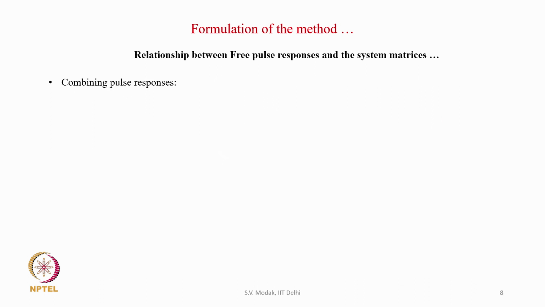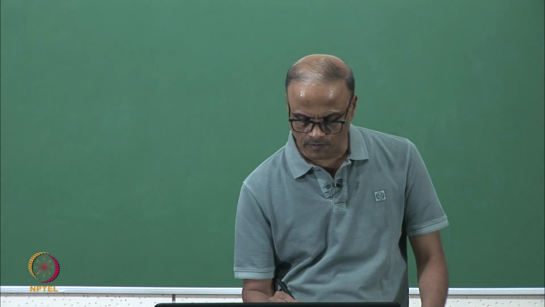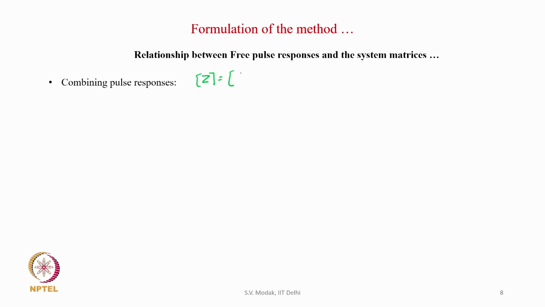Now we are going to combine all these pulse responses. So, we can form a matrix of pulse responses. For example, if Z is the matrix, then I can write it as follows. First, we have the pulse responses due to input applied at the first location, and if we call that Z1, that is the first column. Then the second column is the vector of pulse responses due to input applied at the second input, and in this way we can stack all these columns of free pulse responses. This is corresponding to Q, isn't it.